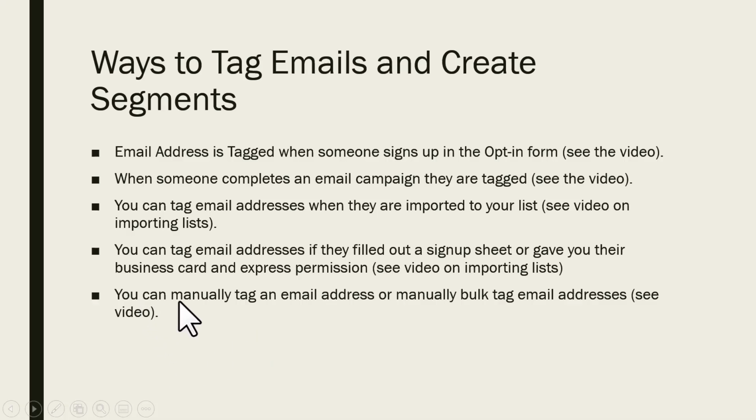Number 4, you can add tags manually. You can just go to your list, open it up, and tag an email address for whatever reason. They may be a VIP. You just know because of products they've bought, or maybe you talked to them on the phone. You just want to tag this person as a VIP. You can do that individually, manually, or you can manually bulk tag a whole bunch of email addresses for whatever reason. Maybe just everybody that signed up this week, or everybody that just bought a product from you, or was on a webinar that you gave. You might want to bulk tag them.